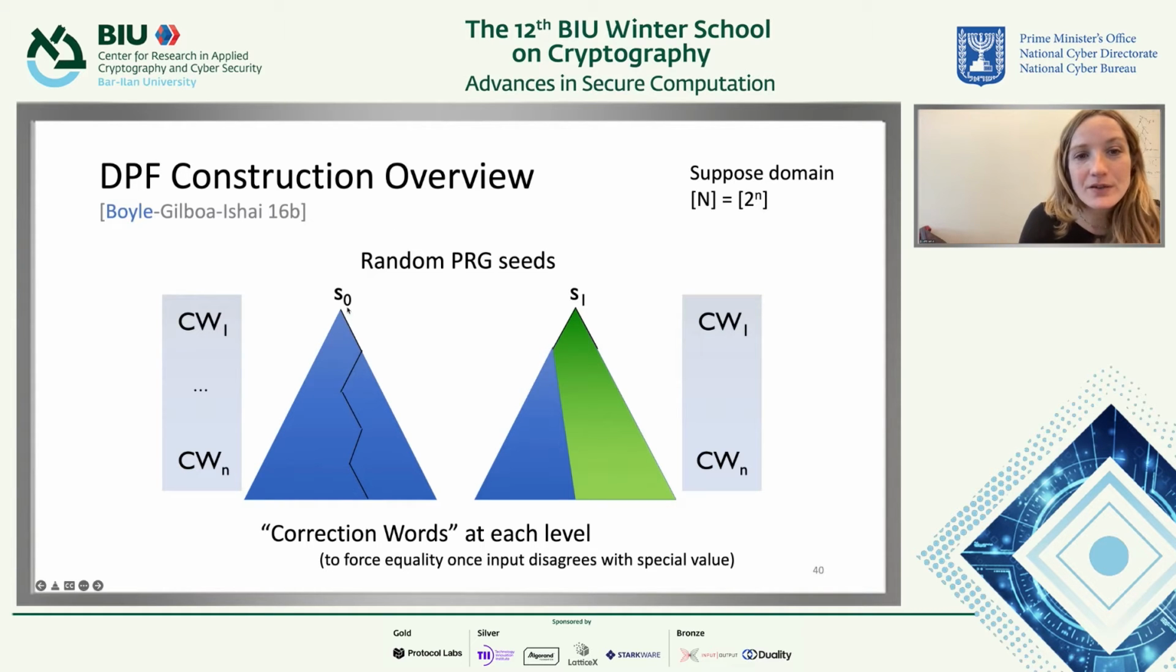Okay, so for example, here, the special value goes to the right. So anything that goes off to the left, I want to somehow force the subtree below it and all of the descendants there to agree with what is on the left-hand side. And the correction words are going to enforce this subtree by subtree hanging off of the special path, leaving just one special alpha point where they're different.